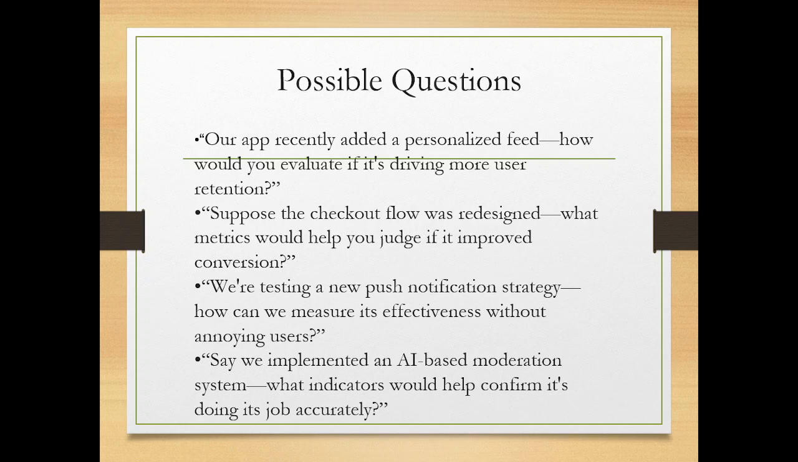The next question is that we are testing a new push notification strategy. How can we measure its effectiveness without annoying users? We don't want to annoy the users, we want the process to proceed as it is, but we also want to test the new strategy. Consider if we implemented an AI-based moderation system, what indicators will help confirm if it's doing its job accurately? Here we want to check the correctness of the new system that is implemented.